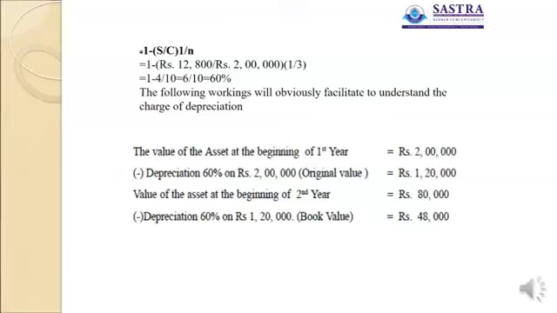The following workings will obviously help in understanding the charge of depreciation. Value of the asset at the beginning of the first year is 2 lakhs and depreciation at 60% is 1,20,000. Value of the asset at the beginning of the second year is 80,000, and depreciation at 60% is on that, not on the original cost of 2 lakhs. So every year it goes on up to the lifetime, or up to the point where the asset gets zero value or very minimal value.